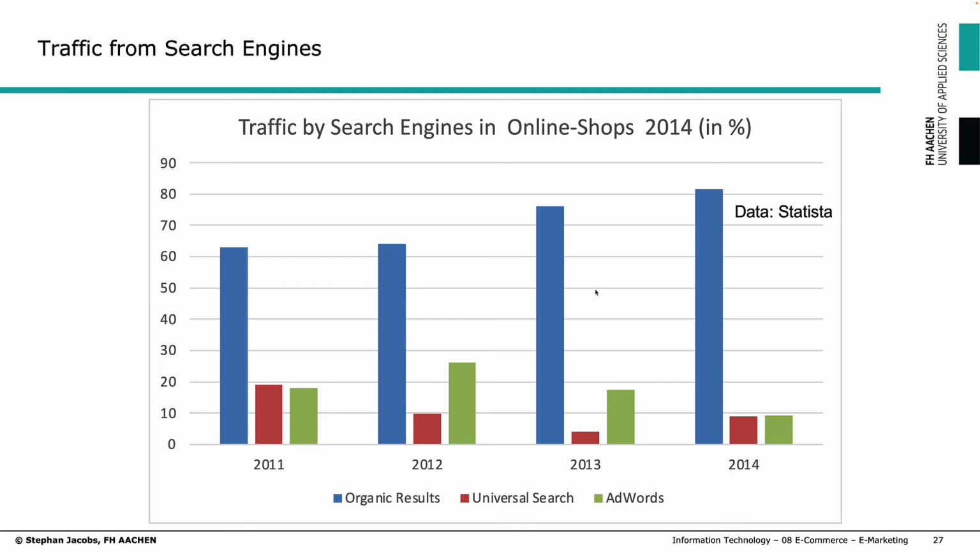And finally, you have what is called universal search. That's, for example, if you're on Google Maps or on YouTube and follow a link over there, then it is summarized in universal search. However, what you could see is that organic results are the most important one, and in 2014 more than 80% of the clicks sampled by Google came from organic results.